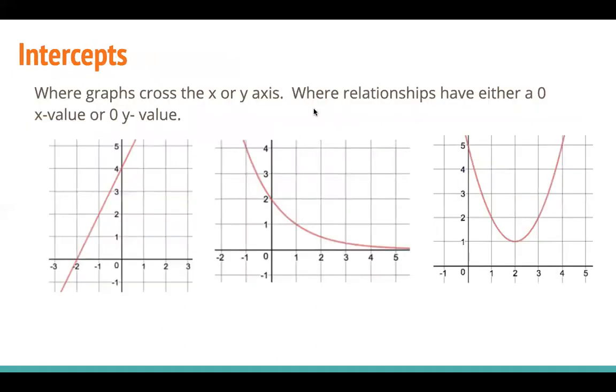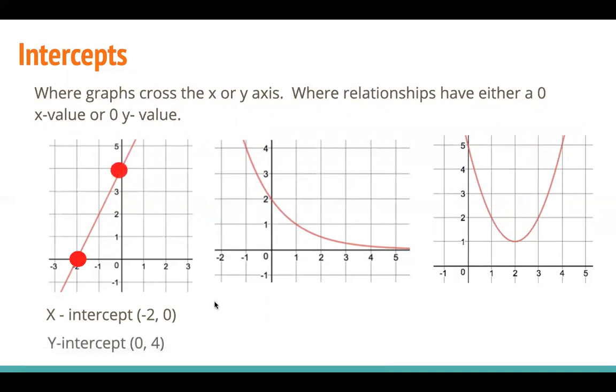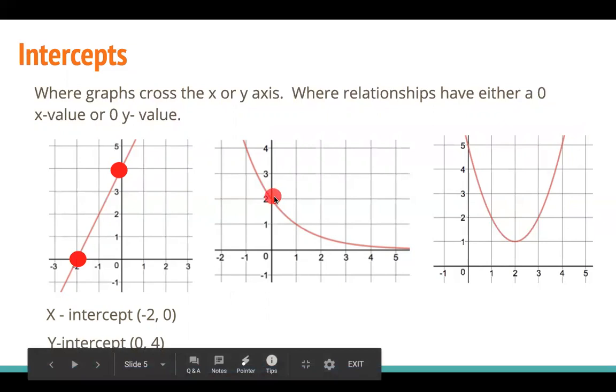Intercepts are where graphs cross the x or y axis, where the relationship has a 0 x value or a 0 y value. So in this first graph, I can see I have an x-intercept at (-2, 0). Then over here, I have a y-intercept where it crosses the y-axis at (0, 4). Here's a y-intercept. It crosses the y-axis at the point (0, 2), so x is 0, but here I've got that y. Over here, I've got a y-intercept at the point (0, 5).